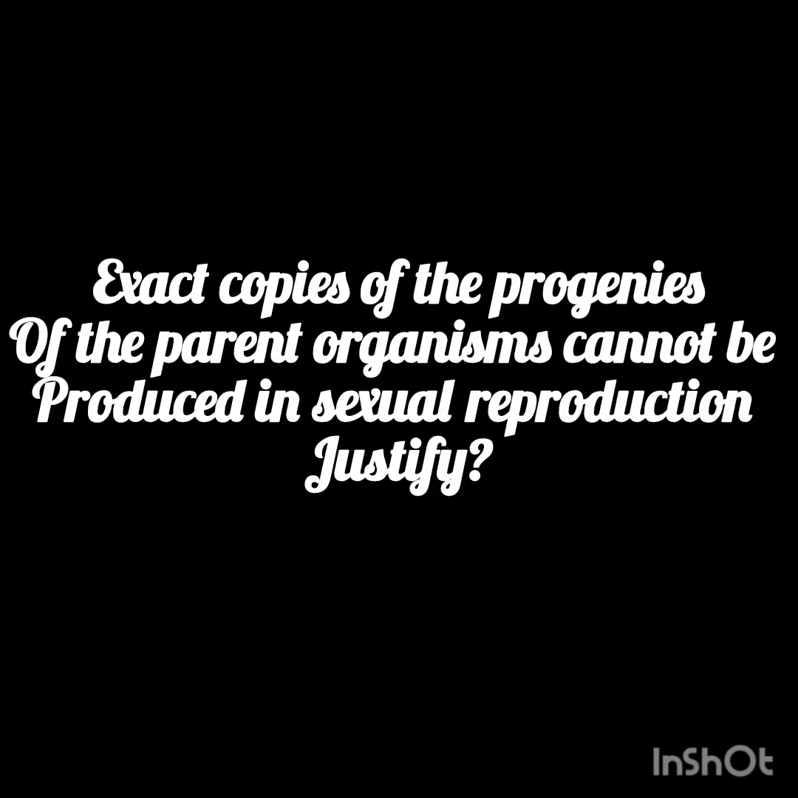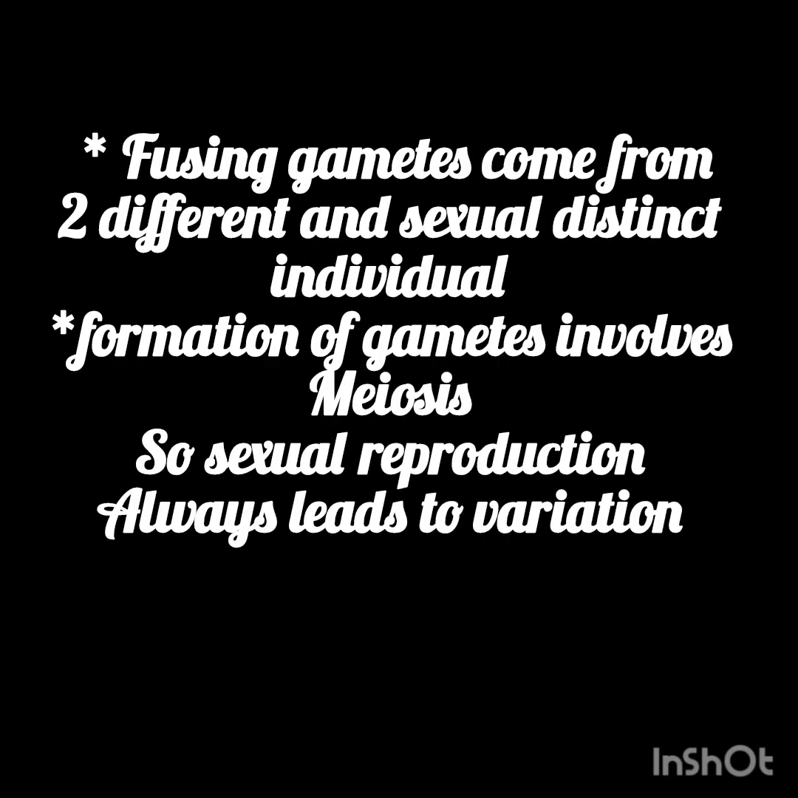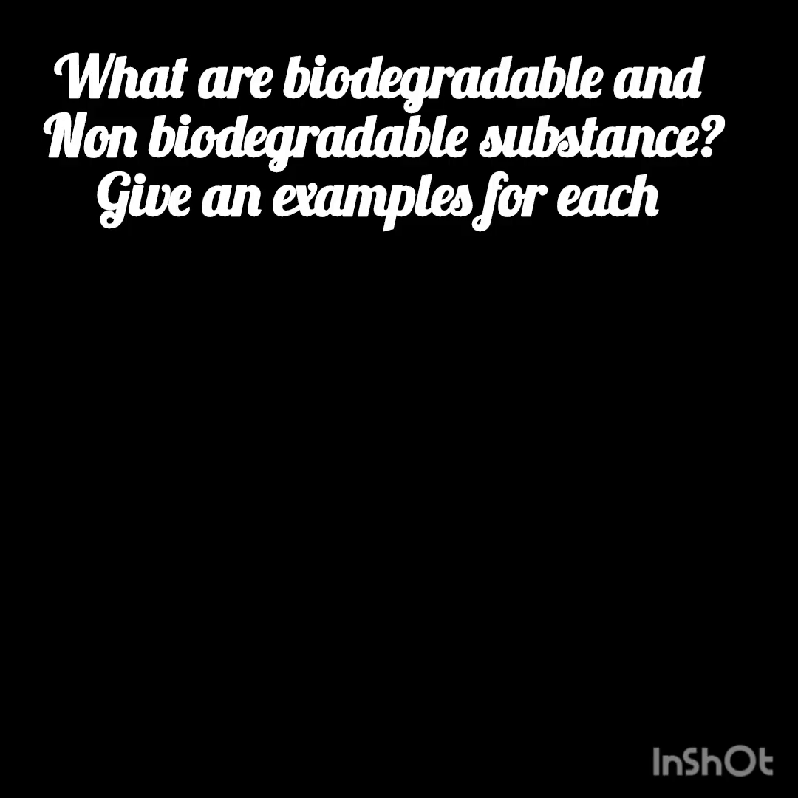An exact copy of the progeny of the parent organism cannot be produced in sexual reproduction. Justify. Fusing gametes come from two different and sexually distinct individuals. Formation of gametes involves meiosis. So sexual reproduction always leads to variation. Of course, you know that sexual reproduction takes place between the male and the female.